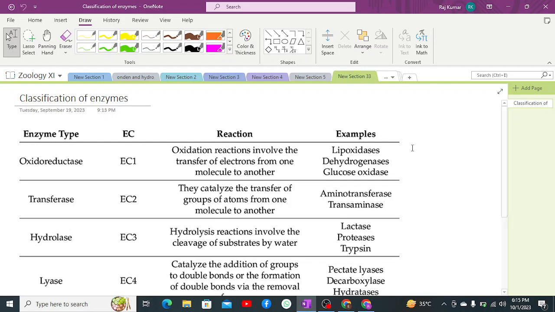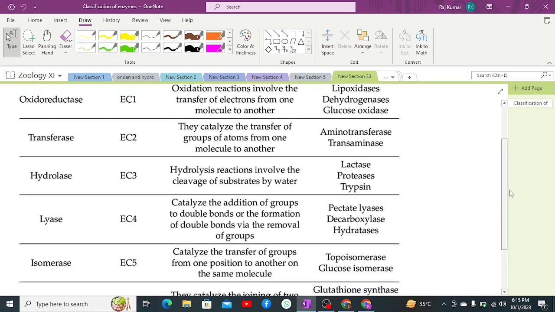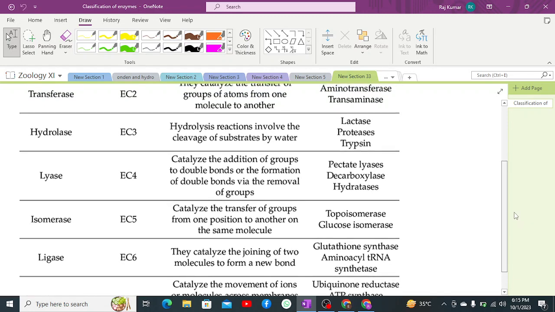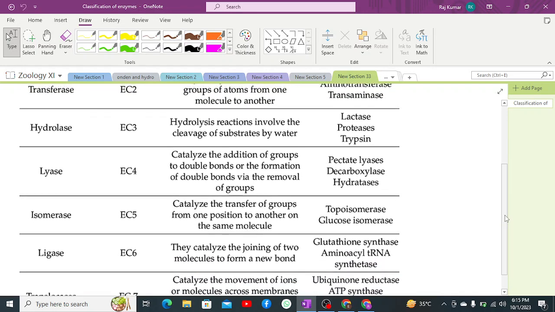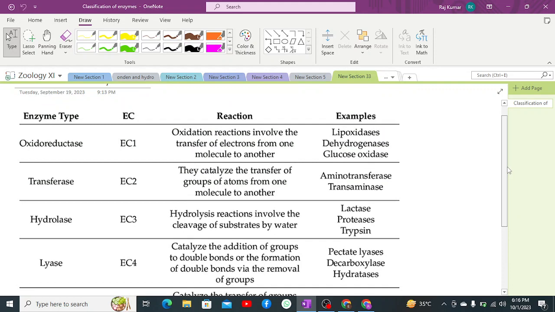On the basis of substrates, there are several enzymes such as lipase, protease, amylase, and nuclease. These are enzymes which are classified on the basis of their substrate. For example, we have lactase. Lactase catalyzes lactose. Protease catalyzes protein. Nuclease catalyzes nucleic acid. RNase catalyzes RNA, and ATPase catalyzes ATP, and so on.